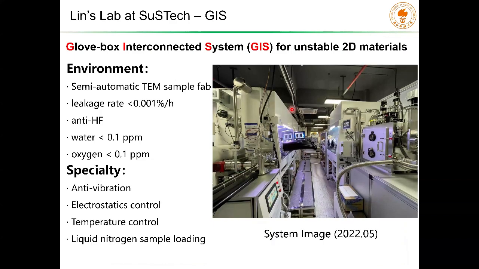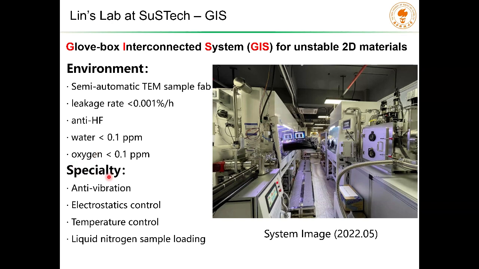Okay, so this is a picture of our system, and it took me a long time to build it up because we built it part by part. But thanks to a lot of great students, we finally realized it. We have a lot of patents on building this kind of system. We can realize semi-automatic TEM sample fabrication inside the system, and the leakage and the water and oxygen levels can be controlled quite low, so that we can completely get rid of the degradation problem of 2D materials.